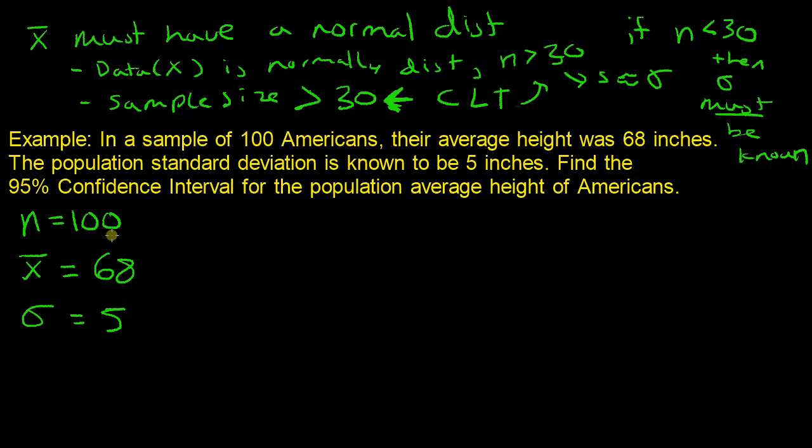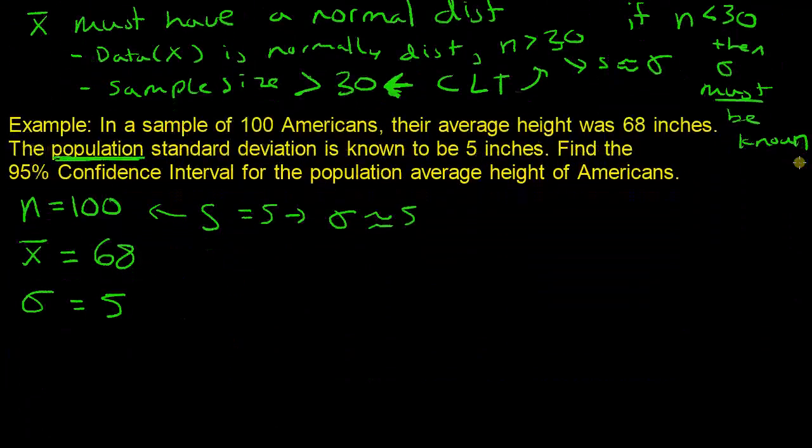Even if they gave us the sample standard deviation, we could still use it to approximate sigma, because the sample size is large, and I could use this equation for the confidence interval. But they gave us the population standard deviation, so let's just write that: sigma equals 5. Find the 95% confidence interval.